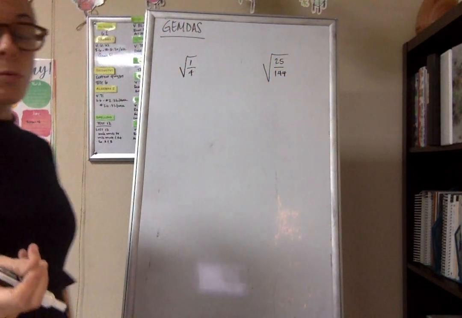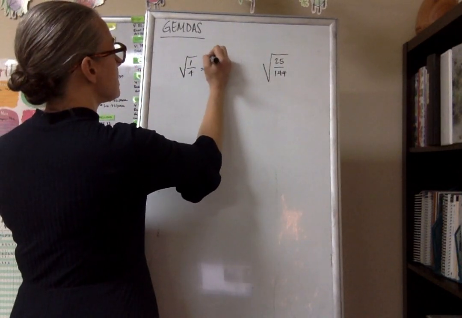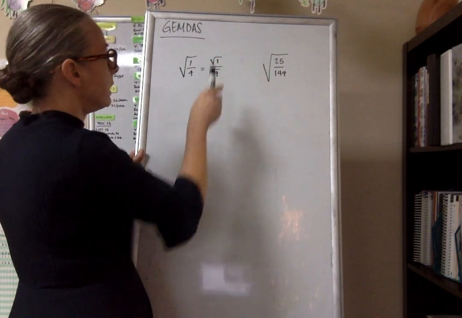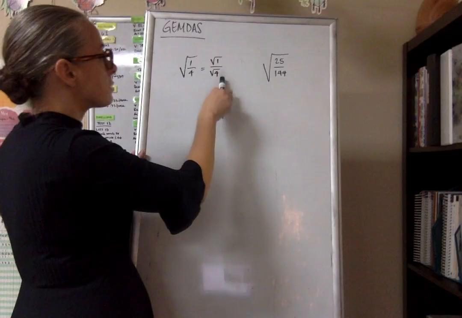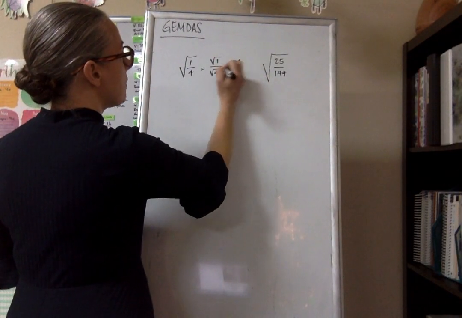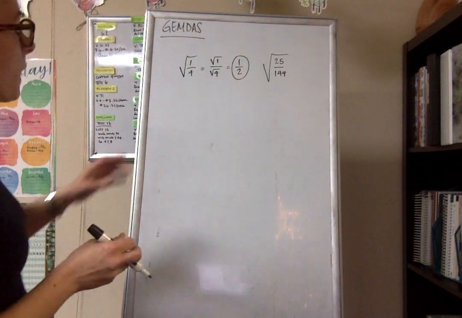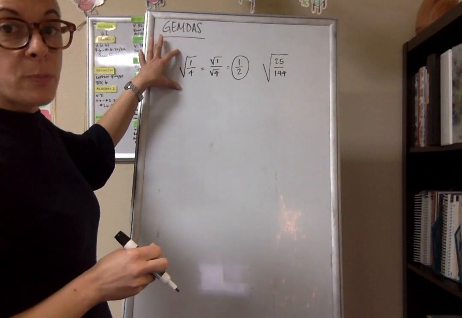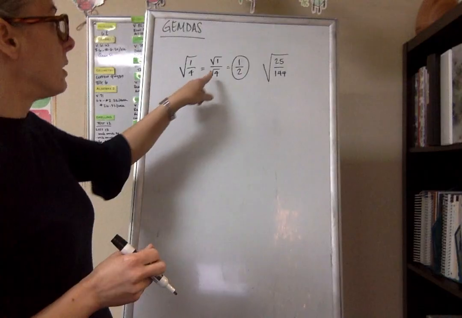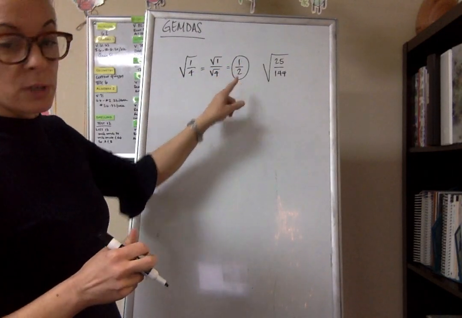Now, I don't know the square root of 1/4, but I can rewrite this as the square root of 1 over the square root of 4. Square root of the numerator over square root of the denominator. And I do know the square root of 1 is 1 and the square root of 4 is 2. So I've solved it by rewriting this problem as square root of the numerator over square root of the denominator, and then finding the perfect square of the numerator and the perfect square of the denominator.